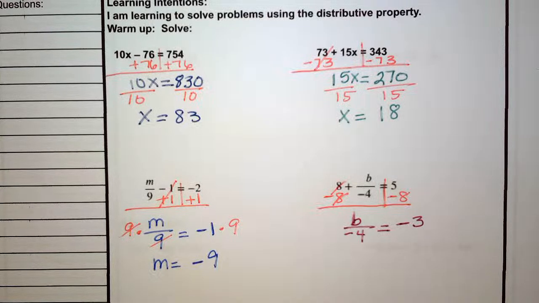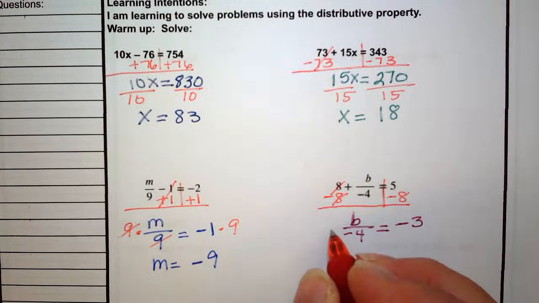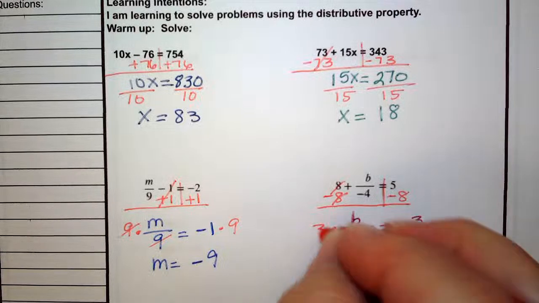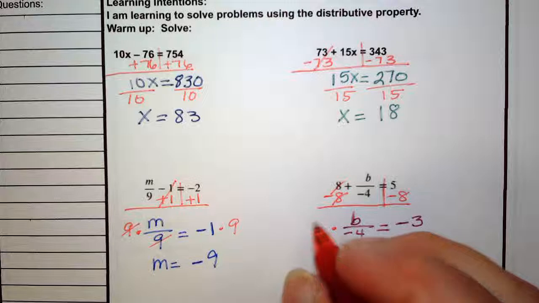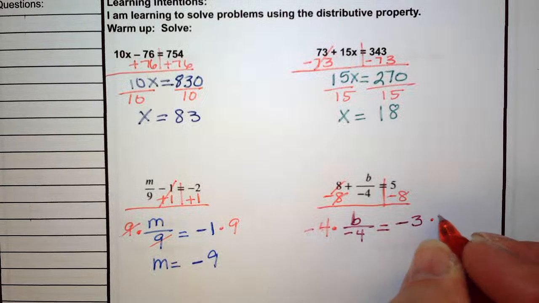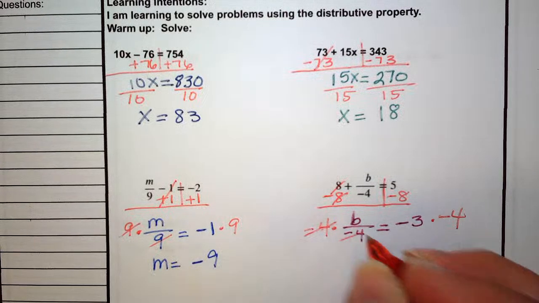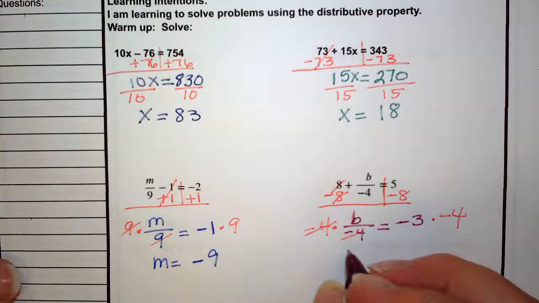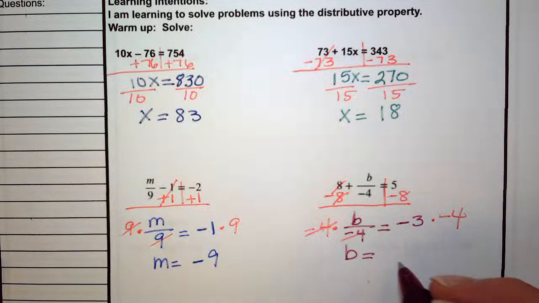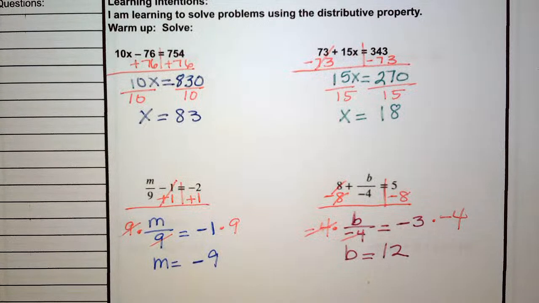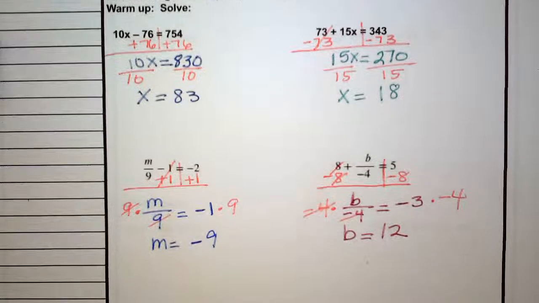I've divided. To undo division, we will multiply. We multiply by that negative 4 that's underneath, that's in our denominator. Negative 4 divided by negative 4 is 1. I'm left with 1b. B is equal to, negative times negative is a positive, 3 times 4 is 12. Once again, 12 divided by negative 4 is negative 3. 8 plus negative 3 does give me 5. So those are your two-step equations.